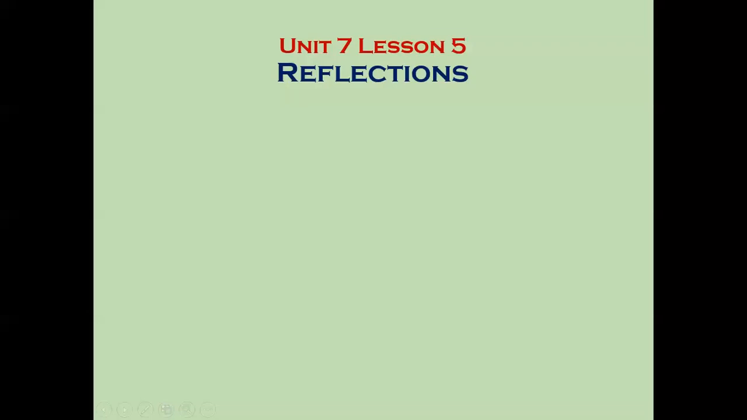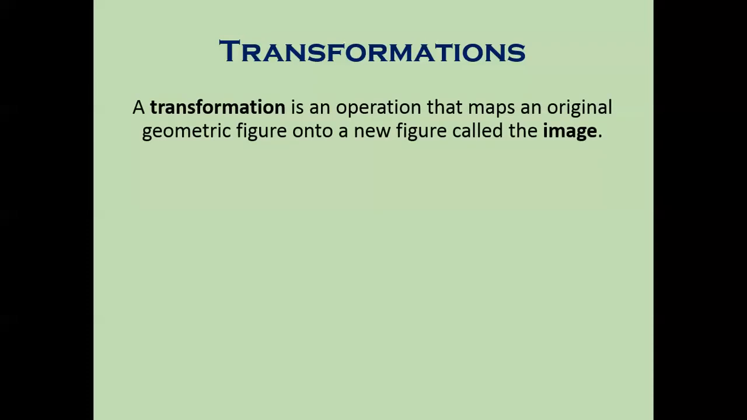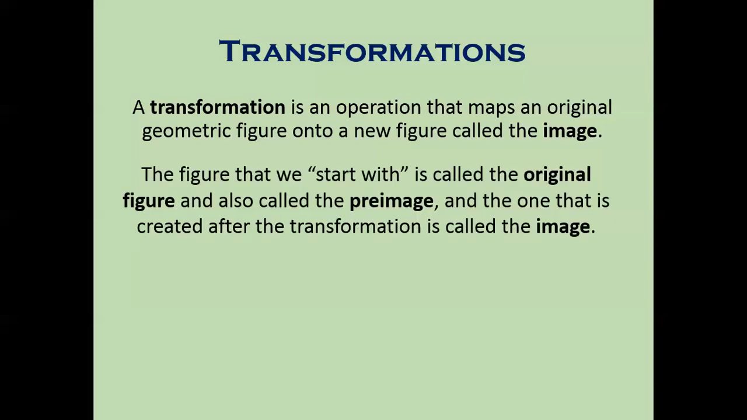This is Unit 7, Lesson 5, Reflections. We're going to start off talking in general about transformations. A transformation is an operation that maps an original geometric figure onto a new figure called the image. The figure that we start with is called the original figure, but it's also called the pre-image. And the one that is created after the transformation is called the image.